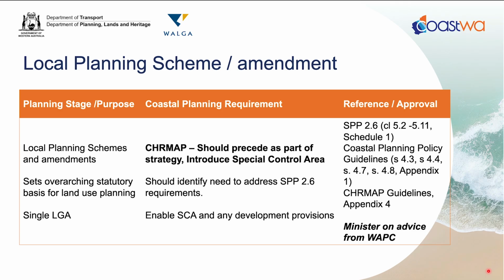At this stage, we have a very high level of detail of all of the things that we need to manage at a local land use planning level. A CHRMAP should absolutely precede the development of a new local planning scheme that has a coastal frontage, and that should proceed as part of the strategy. And certainly one of the recommendations of that CHRMAP would be to introduce things like special control areas and notifications on certificates of title. And that would be almost a bare minimum if you had a potential coastal hazard impact.